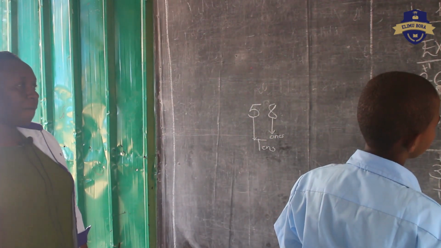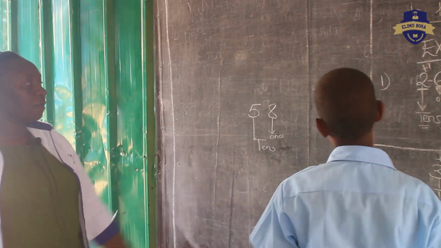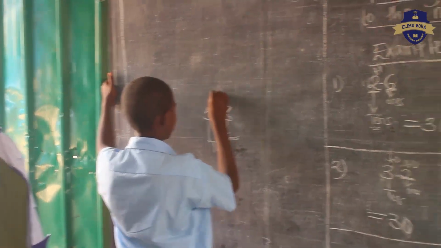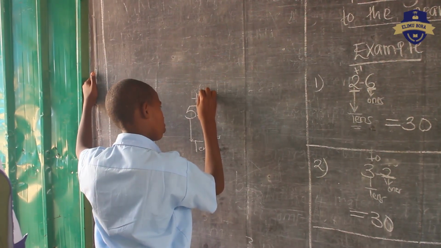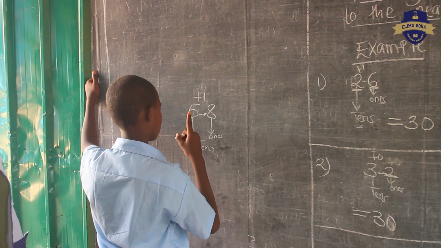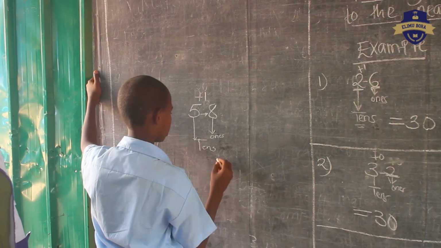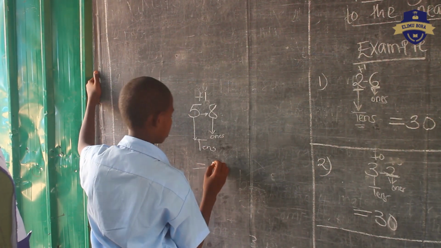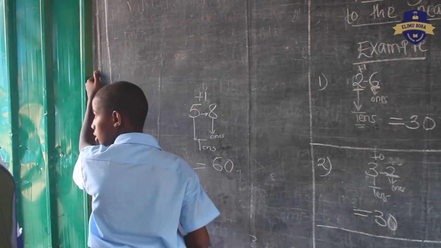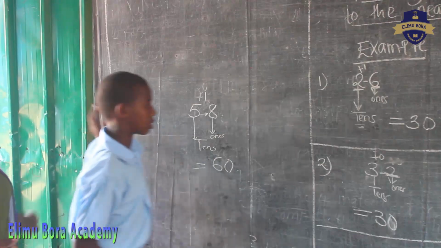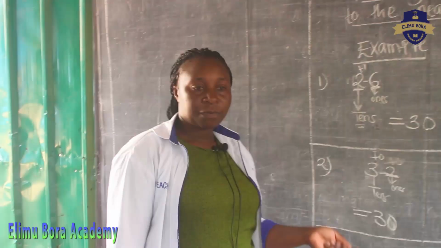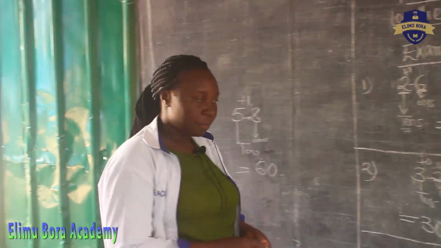Which number are we rounding off? We are rounding off number 5. He does. Then you can also say he does. But when we are using we say we do. You say you do. Very good. He has gotten it right. 58 rounded off to the nearest 10, we get 60. Can you clap for him? Clap for him. That is very good.